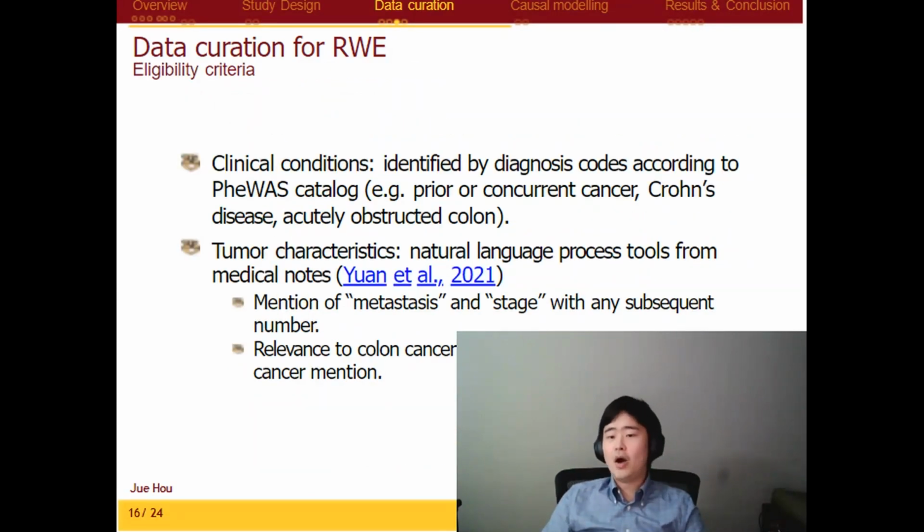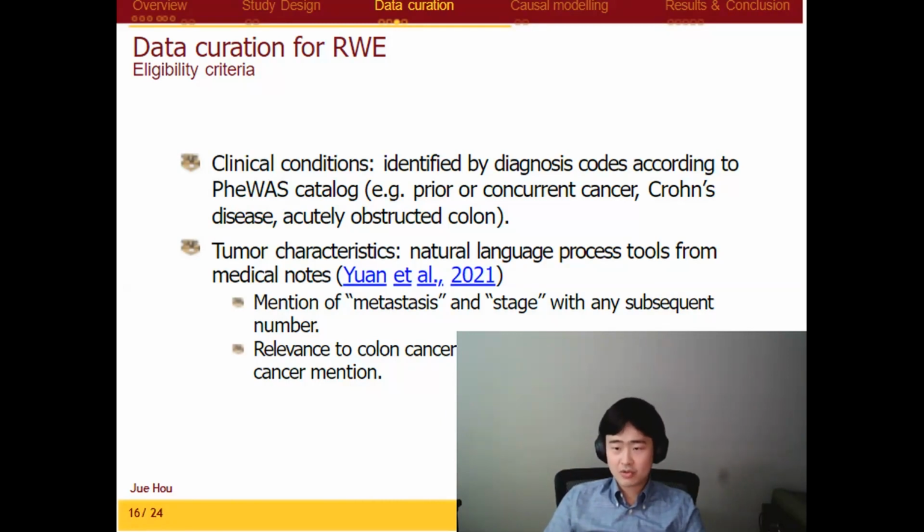And then we extract the clinical conditions from the EHR to match the eligibility criteria. There are prior or concurrent cancer, Crohn's disease, or acutely obstructed colon. We use the PheCodes tied to these diseases and symptoms, and use them as an indicator of whether the patient has seen it. We will exclude them if they have that in a 5-year, 1-year, or 3-year window, depending on the nature of the disease.